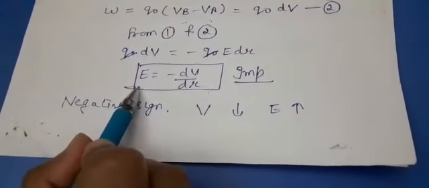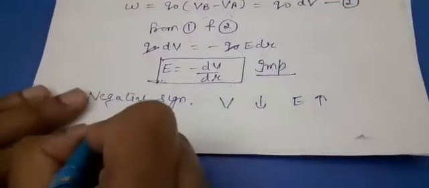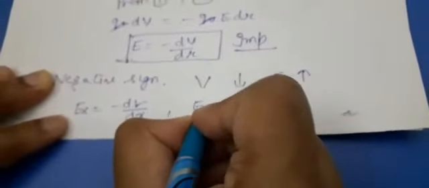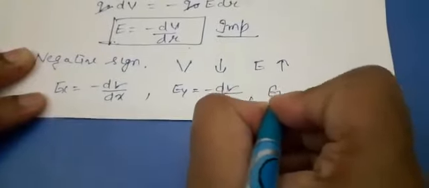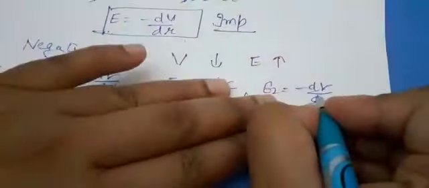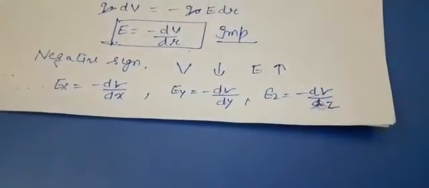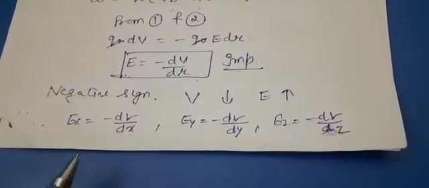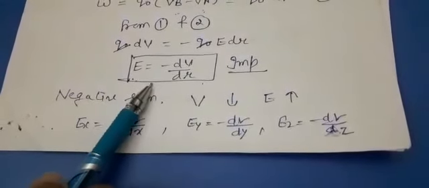If we have to express it in terms of coordinates x, y, z, then Ex can be minus dV upon dx, or del, in terms of del we have expressed, then Ey is minus dV upon dy, and Ez will be minus dV upon dz. It will be used when you have electric field given in terms of only one coordinate. Or in general form, this is the specific result you have to learn.